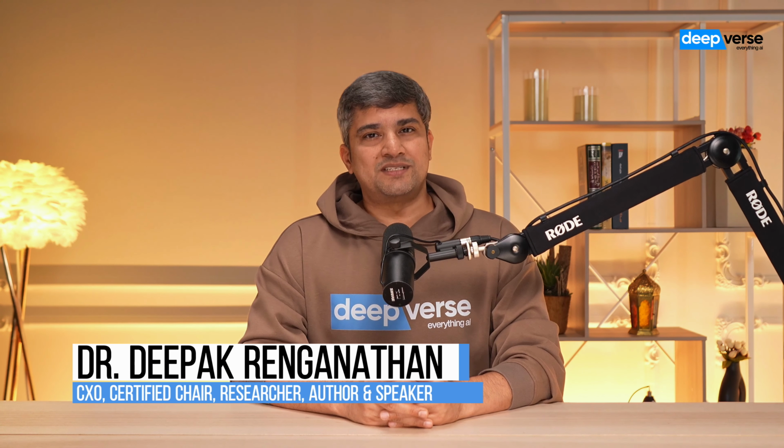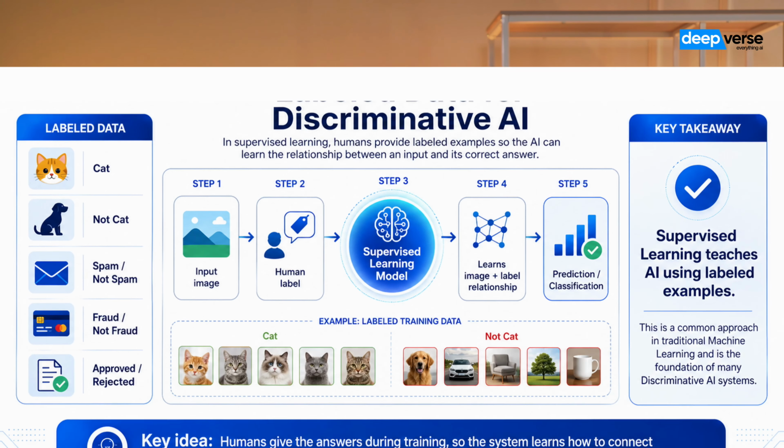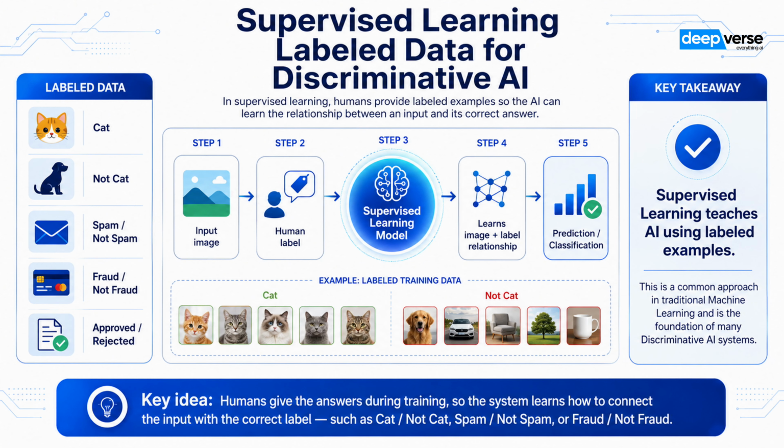Now let's understand one of the biggest shifts happening in modern AI, the difference between systems that learn from labels and systems that learn from patterns. This is extremely important because this shift is what eventually led to generative AI tools like ChatGPT. Let's start from the left side.